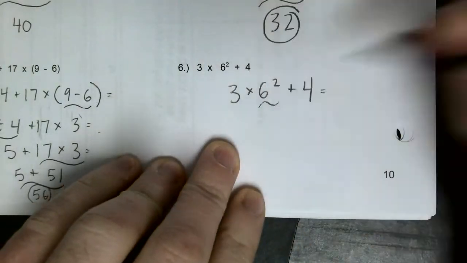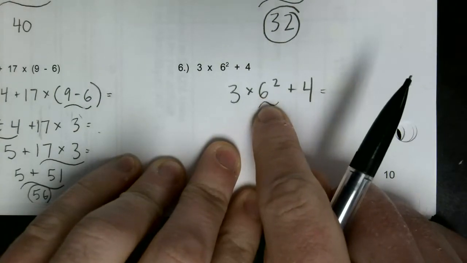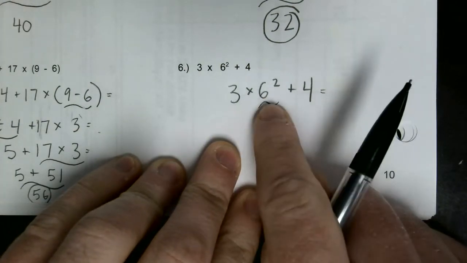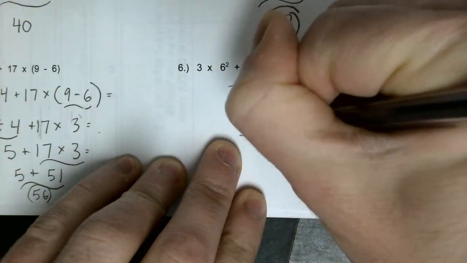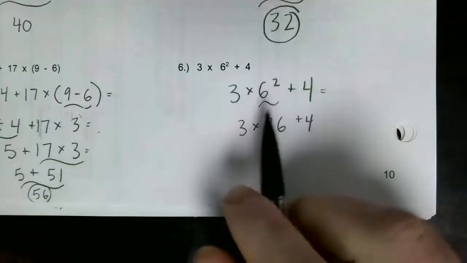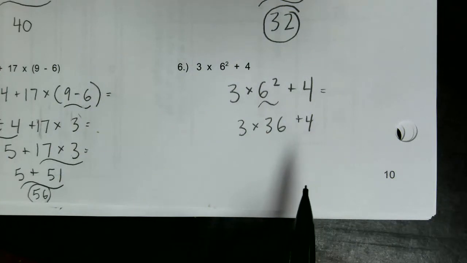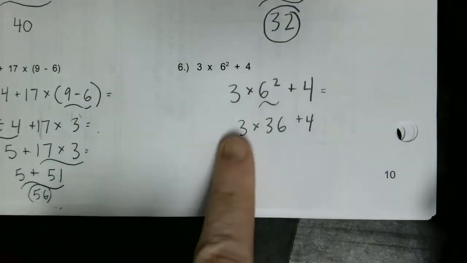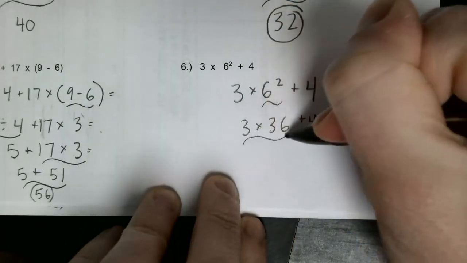We're going to squiggle it. So 6 squared means 6 times 6. That's what that means. 6 times 6, which is 36. Okay, so we're going to write that. Plus 4. So first we found the value of the exponent. Parentheses, no. Powers and roots, no. Multiplication and division from left to right. The only thing multiplication and division-wise is the multiplication. So we'll do that first.